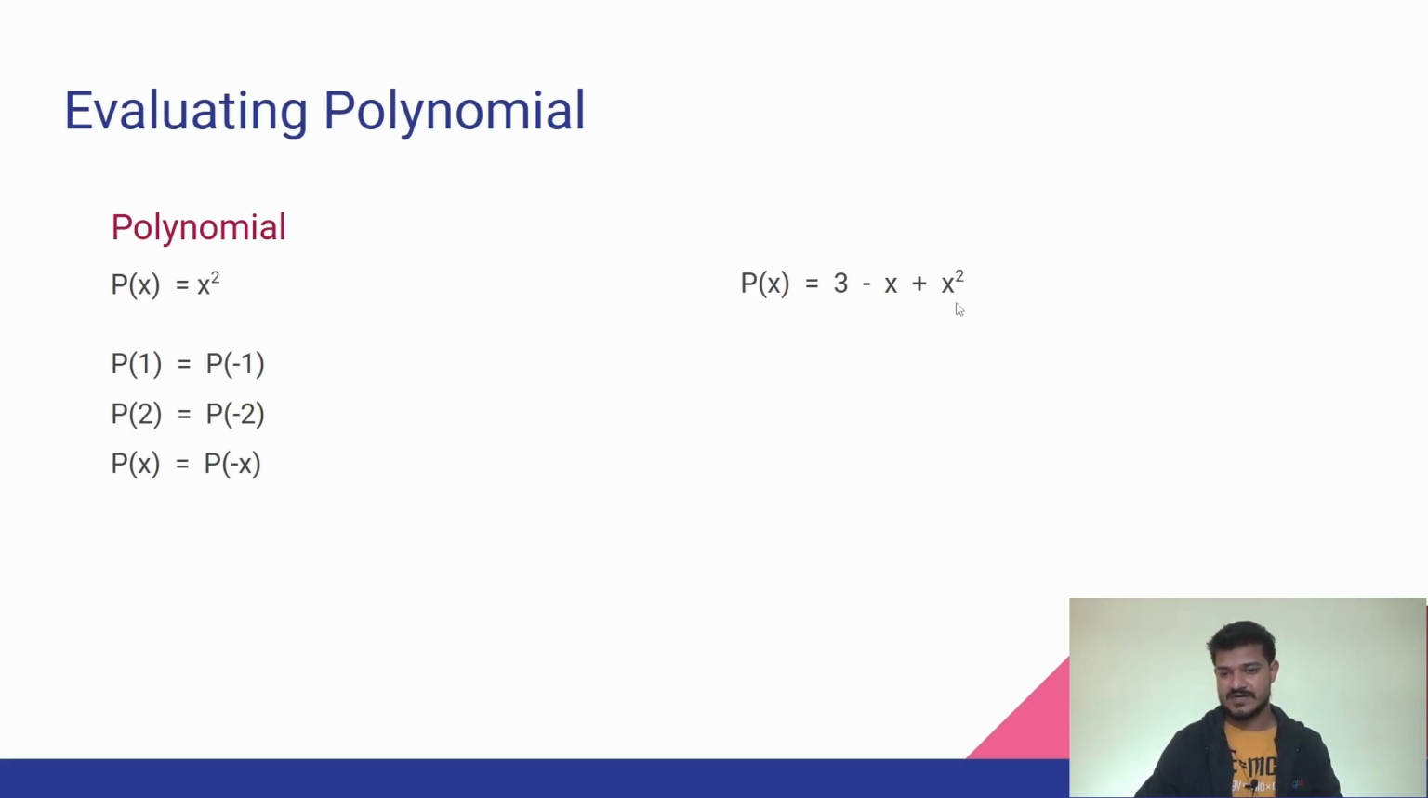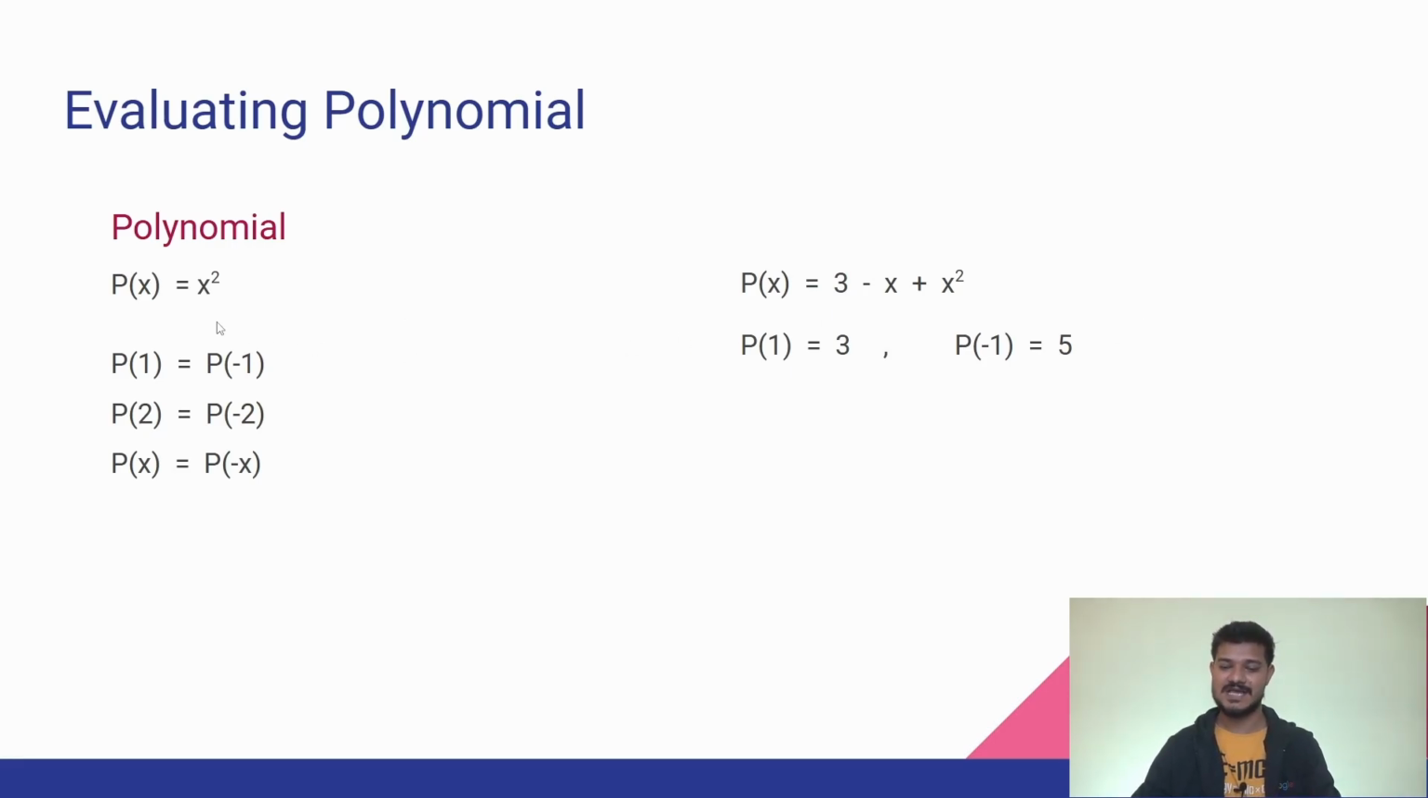Let's see. If we have the polynomial 3 minus x plus x square, and we try to evaluate it on 1 and minus 1, the values are not the same, right? So this optimization that we thought we could utilize in any general polynomial doesn't actually work. Why is that so? Why does this property of positive and negative pairs work on x square and not on this polynomial?